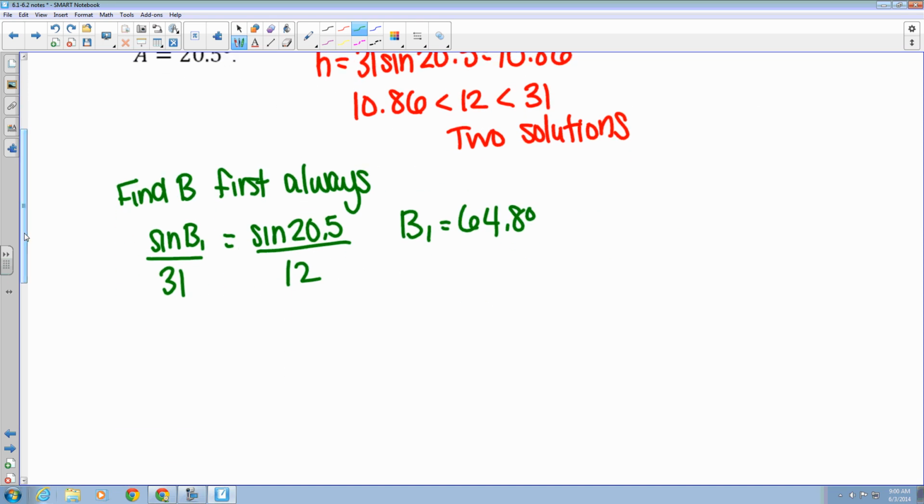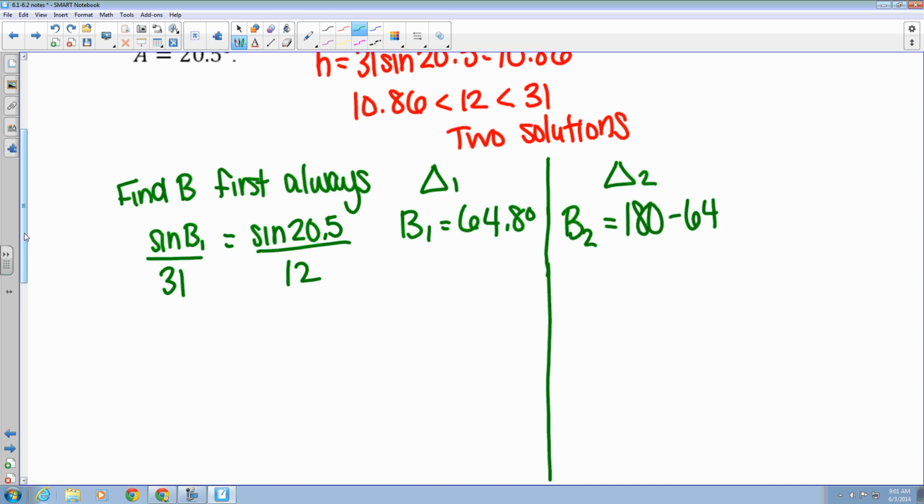I'm going to split this screen into two sides here. I'm going to keep my triangle 1 on the left side. I'm going to have triangle 2 on the right side. To find my second angle B, which would be B2, this is always what you're going to do. Once you find your angle B1, you're going to take 180 and subtract it. That's going to be your B2. So 115.2 is your B2.